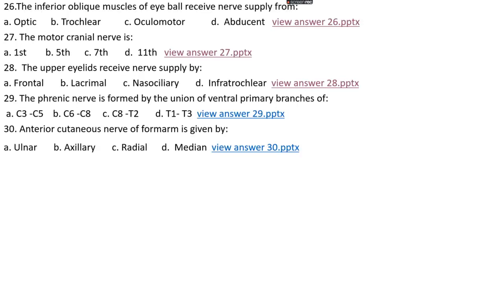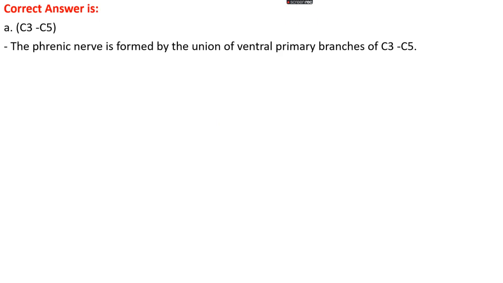Question number 29. The phrenic nerve is formed by the union of ventral primary branches of: option A, C3, that's the third cervical, to C5 cervical nerves; option B, C6 to C8; option C, C8 to T2; option D, T1 to T3. The right answer is option A, that is C3 to C5. The phrenic nerve is formed by the union of ventral primary branches of C3 to C5 nerves.